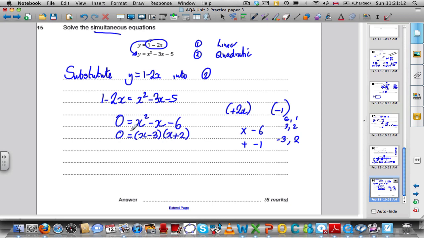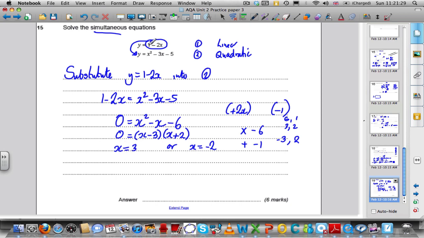Two numbers multiplying to give 0. Either this is 0 or that's 0. So x is 3 is one solution, or x is negative 2 is the other. Now I need to find y to check they work. Well, to find y to get a full solution.